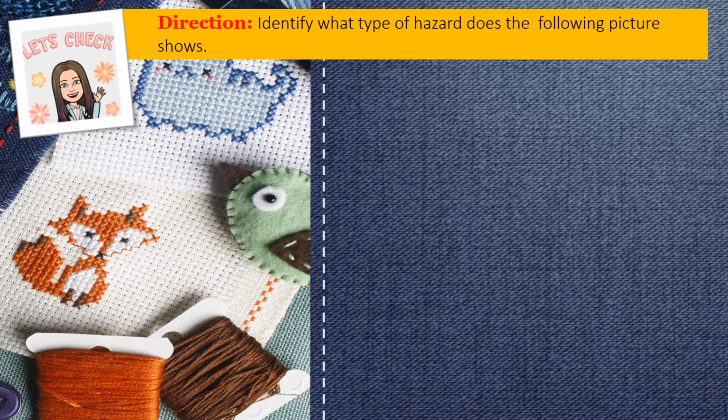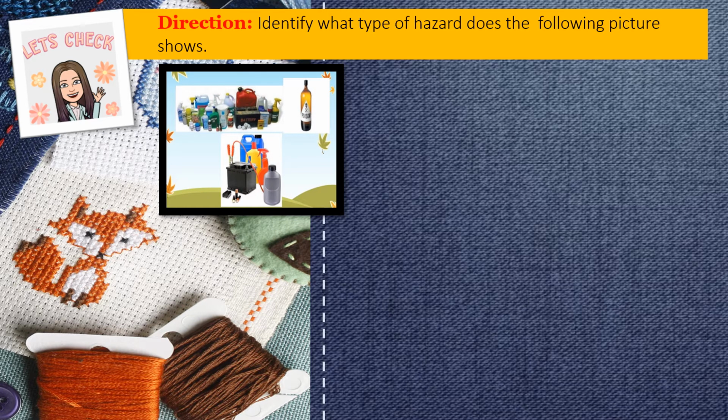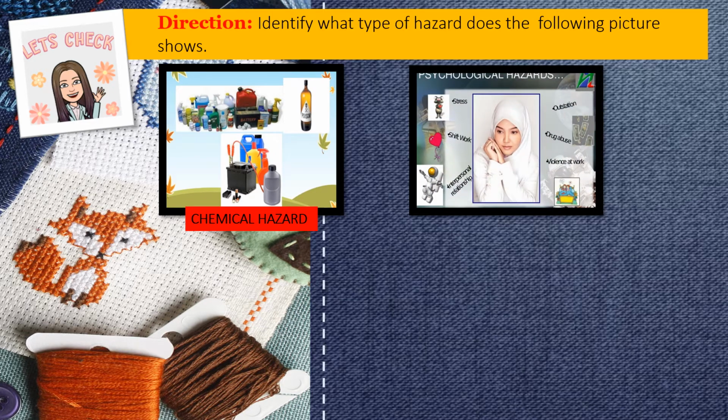Okay, another one. Direction: identify what type of hazard the following pictures show. Number one picture, what do you think? So this is an example of chemical hazard. Another picture: stress, drug abuse, violence at work, interpersonal relationships, and others. This is what type of hazard? Yes, very good, that is psychological hazard.